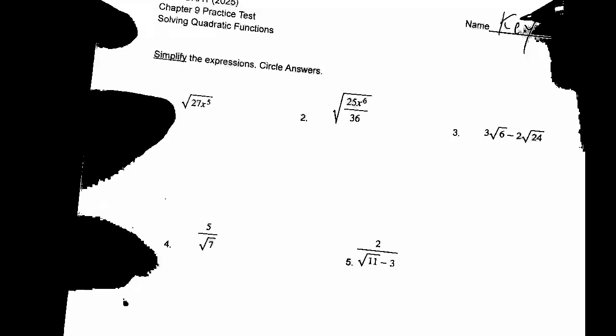So first one, we got root 27 x to the fifth. So we can simplify this to root 27 times root x to the fifth. And we think about, are there any perfect squares inside of 27? Well, 9 goes into 27, right? So we could split this up into root 9 times root 3. And so this is just 3 root 3. So we're good with the root 27.